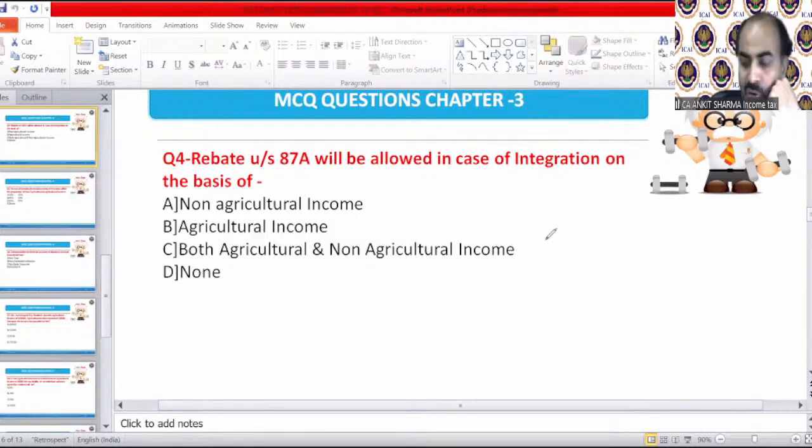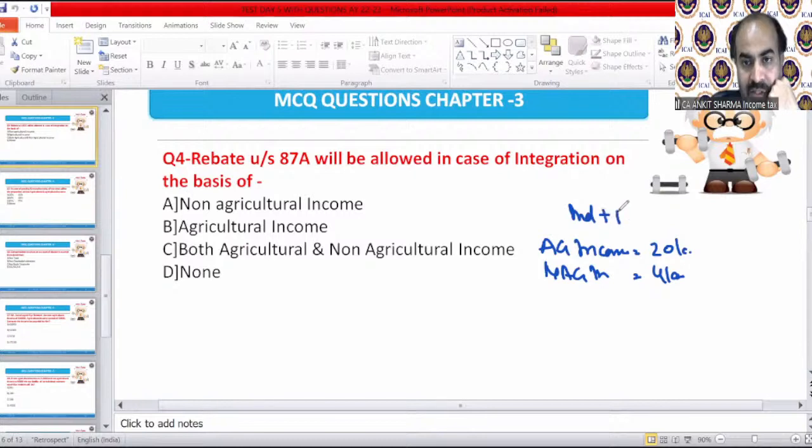For example, you have agricultural income of 20 lakh and your non-agricultural income is say 4 lakh. You are an individual and resident, 45 years of age. Now we need to apply the integration provision. First step: calculate tax on 20 plus 4, that is 24 lakh. You need to calculate tax.